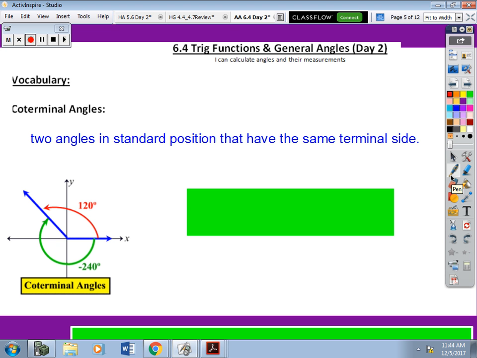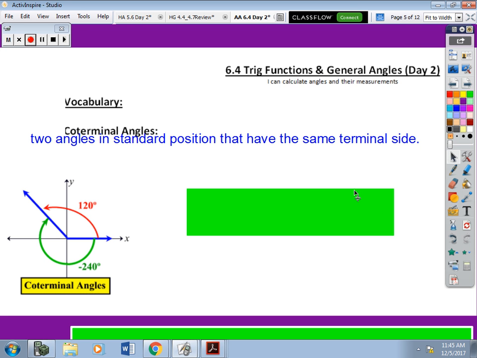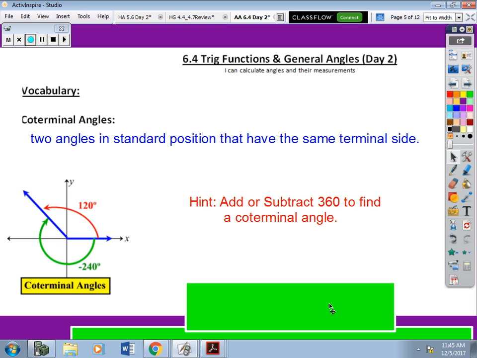All right, so if you notice that they form a full circle, how many degrees are in a full circle? 360. So the shortcut to solve these is to add or subtract 360 to find the coterminal angle. If it's a positive angle, you subtract 360. If it's a negative angle, you add 360. Sometimes you'll have to add or subtract 360 multiple times to get it to be somewhere between 0 and 360, so it doesn't spiral around.